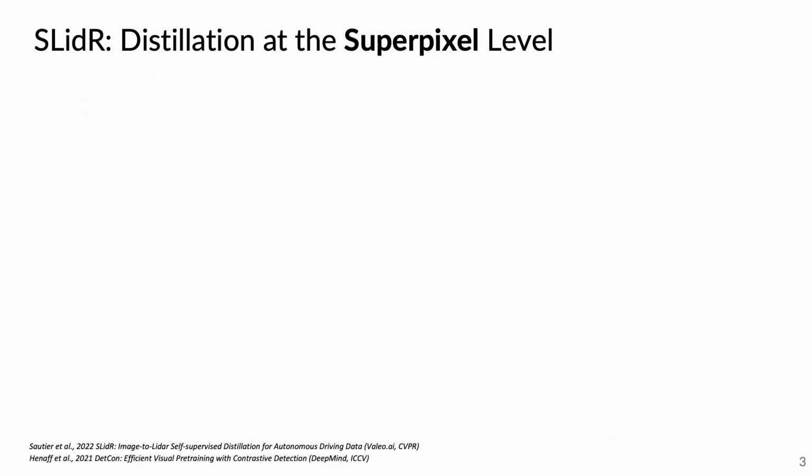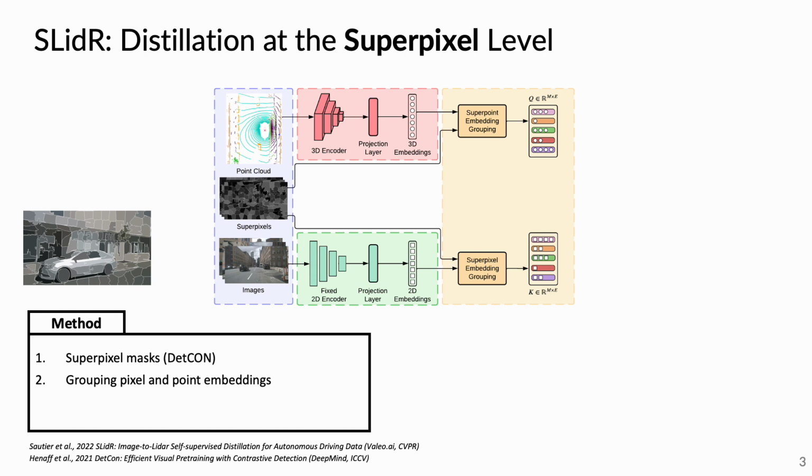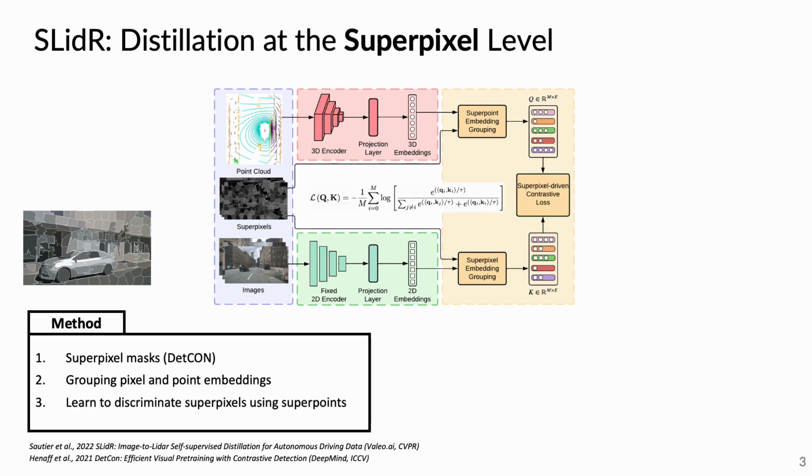The current state-of-art method for image-to-point cloud distillation is SLidR. This method is mainly designed for sparse LiDAR data. The idea is to use unsupervised segmentation methods to segment images into superpixels. Using superpixel masks, the image and point cloud feature maps are pooled to extract superpoint and superpixel embeddings. Finally, the task of the point encoder is to discriminate corresponding superpixels using superpoint embeddings via contrastive loss.